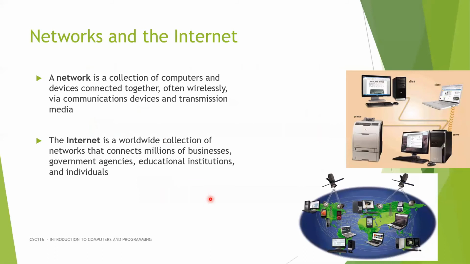So network, internet, of course network, we need a network to connect all the devices around the world. A network is a collection of computers and devices connected together, often wirelessly, via communication devices and transmission media. Okay, for example, dekat rumah awak ada printer yang menggunakan wifi. Itu salah satu network. Maksudnya you collection of the computer with other computer. So printer tu kita juga gelar sebagai computer.